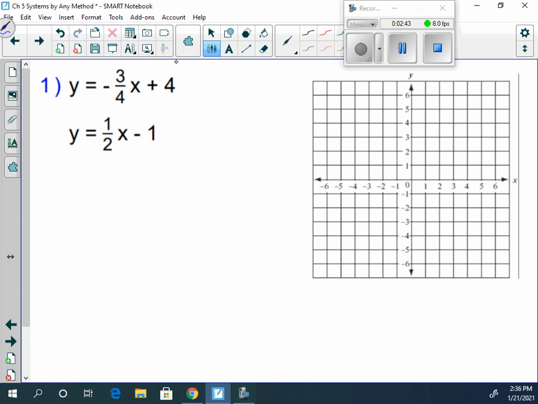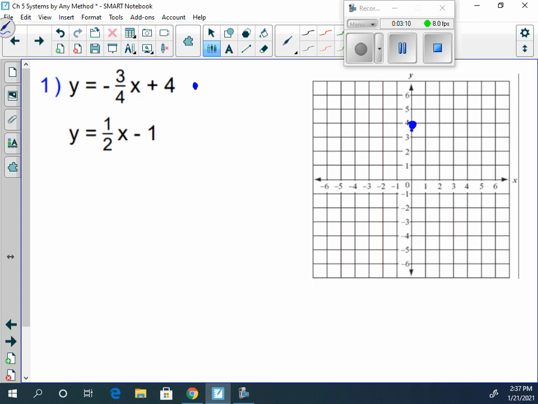For this, I already got a graph paper up here on the smartboard. So we're going to graph the top equation. What did we do first to graph this equation? Yes, we went to 4 on the y-axis and made a point, because that's where the y-intercept is.